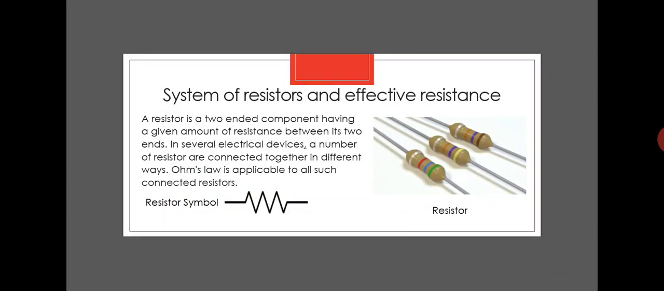System of resistors and effective resistance. What is a resistor? A resistor is a two-ended component having a given amount of resistance between its two ends. In several electrical devices, a number of resistors are connected together in different ways. Ohm's law is applicable to all such connected resistors.